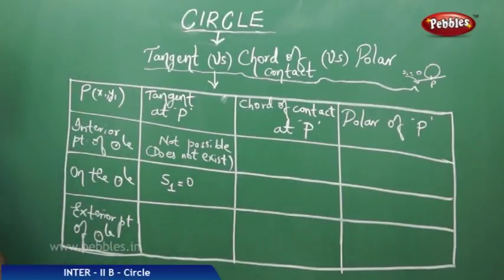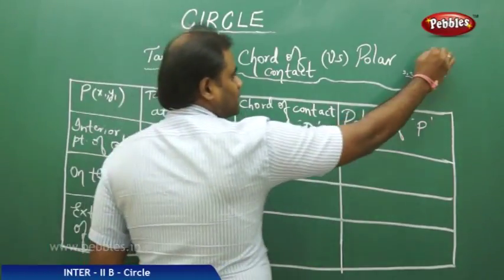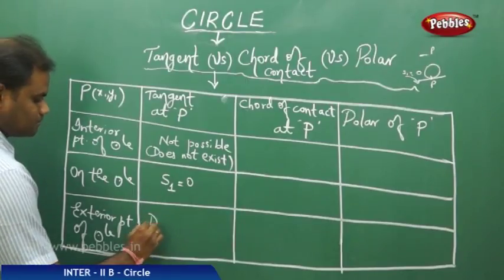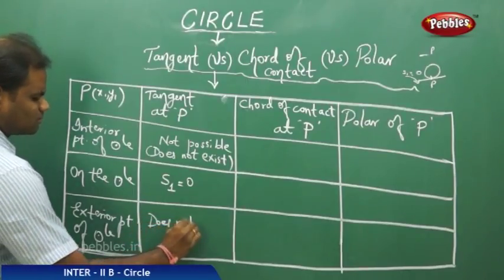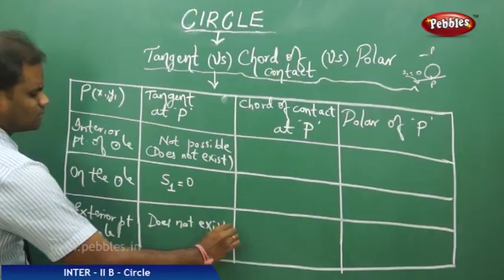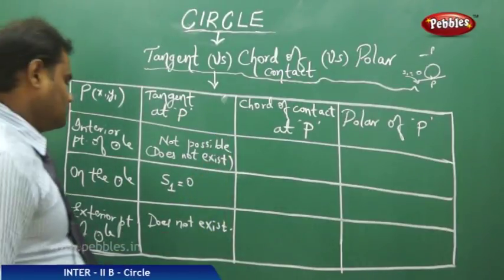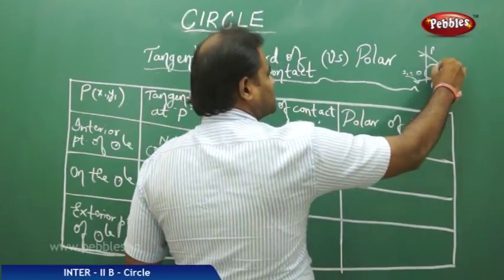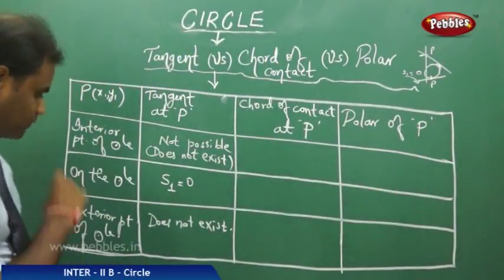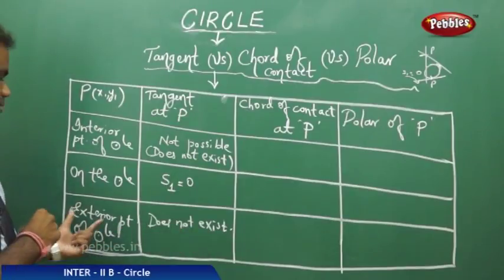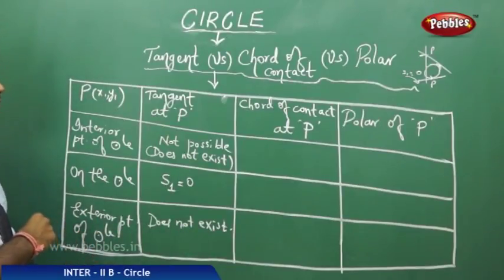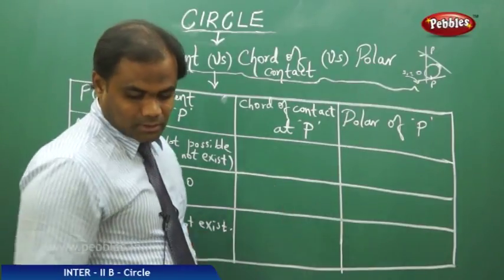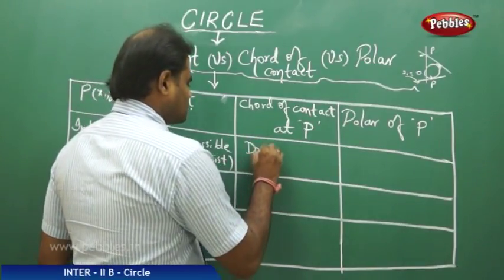Now for exterior point, we cannot draw the tangent for any point outside, therefore does not exist. But of course you have pair of tangents which you can draw, but you cannot draw a tangent to the circle directly, and therefore the tangent does not exist for exterior point of circle. Similarly, chord of contact for a point inside the circle does not exist.